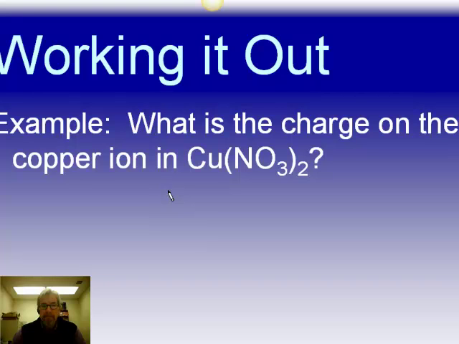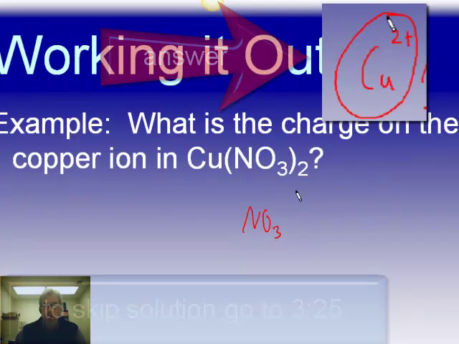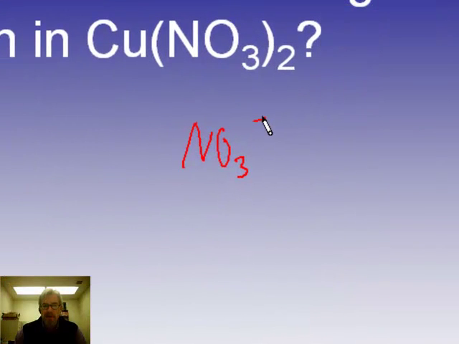What's the charge on this copper ion in copper nitrate? You figure this out, and I'll bring an answer. Well, the nitrate ion, NO3, if we look that up on our polyatomic ions, we see that it's a 1- charged ion. Now, since there are 2 of them, that means 2- total. So the copper that I'm dealing with here must balance 2 negatives, so it must be 2+.